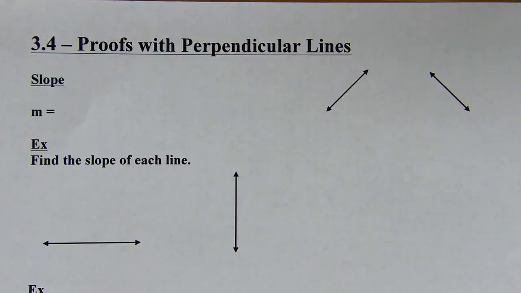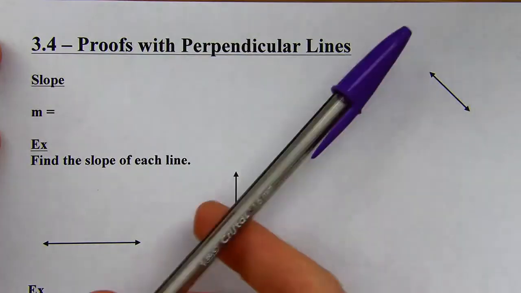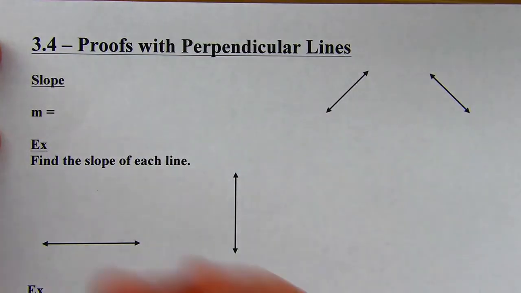Okay, proofs with perpendicular lines. A lot of this section is going to be algebra review. I'm going to start off with slope. We use a lowercase m a lot of the time for slope. And slope describes how tilted a line is, right? What kind of tilt it has to it.